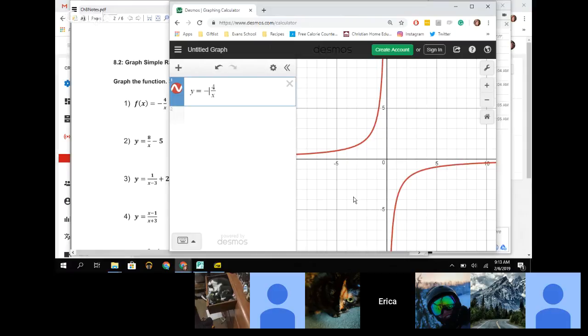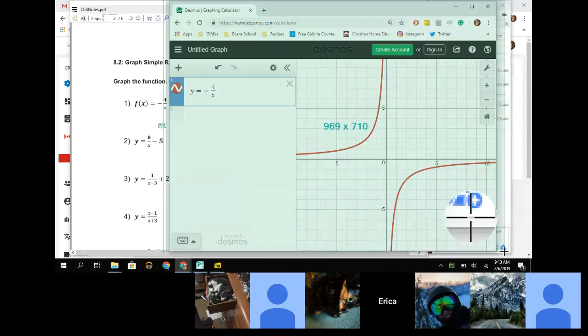Okay. All right. So let's talk about the domain and range of this guy. That's what you guys were all hoping. Yes, I can't wait to talk about the domain and range.